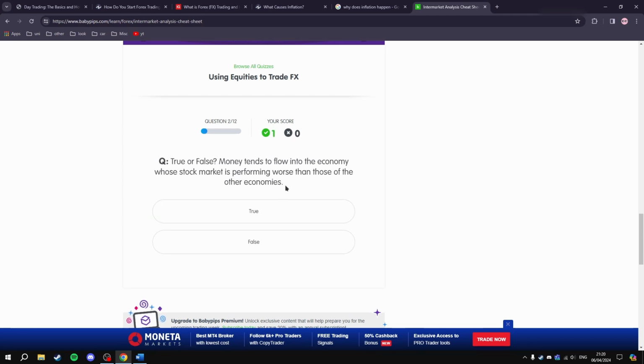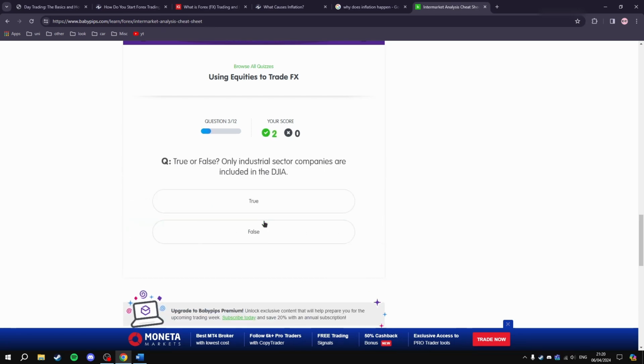True or false? Money tends to flow into the economy while stock markets are performing worse than those of other economies. False. True or false? Only industrial sector companies are included in the DJIA. That's false, isn't it?